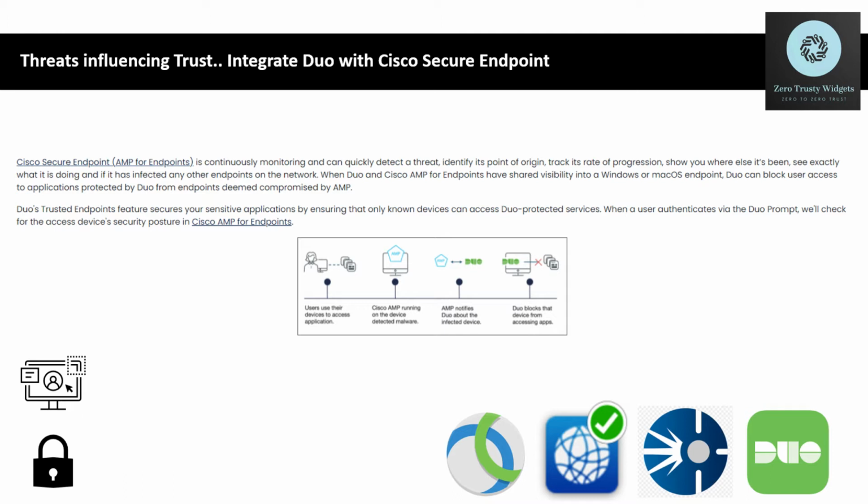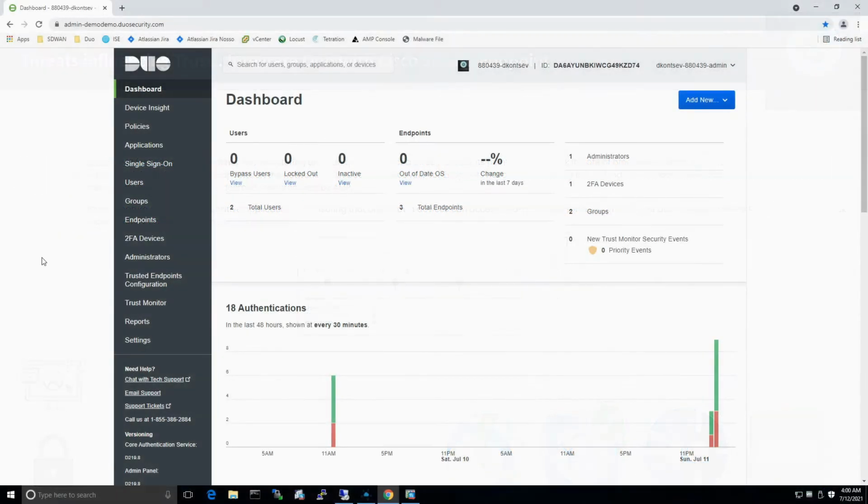So when a user authenticates via the Duo prompt, we'll check the access device's security posture in Cisco AMP for Endpoints to see whether or not it's been compromised. That's pretty cool. And if it is, we're going to block it. So let's go ahead. We've got a little example there, but let's go ahead and build out this configuration. Again, it's just a couple of steps.